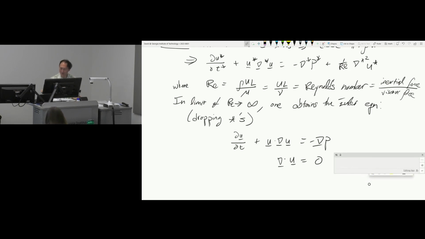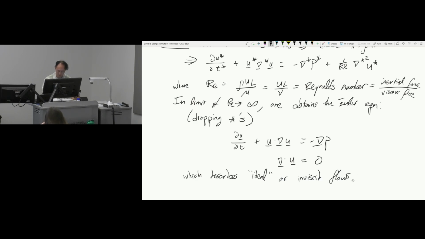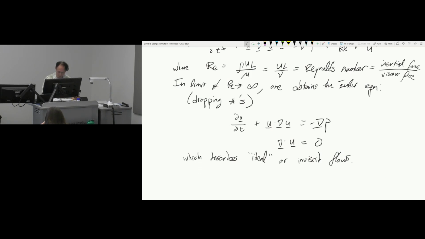Euler equations describe ideal or inviscid flows. There are whole textbooks on Euler's equations, particularly for aerodynamics, because they can actually get a lot of the flow field from ignoring viscosity. But there's some physics that changes because you've dropped the highest derivative term. I would say the three problems for the homework are not of this type. They are of the type where we keep viscosity. So that's case two.